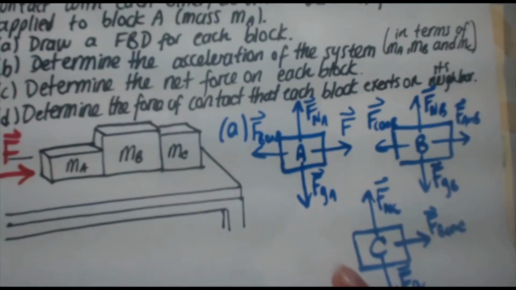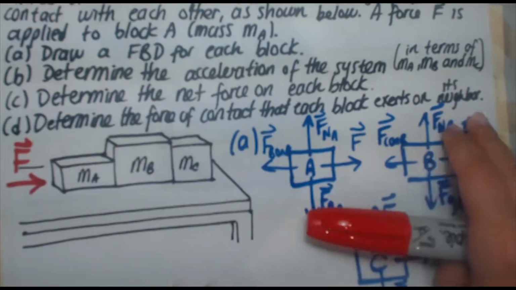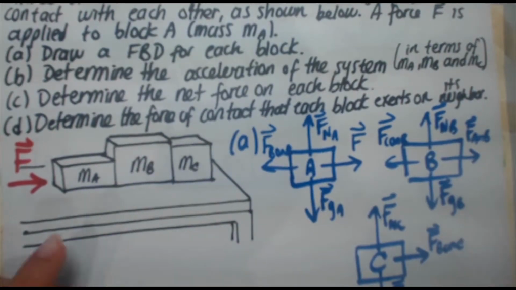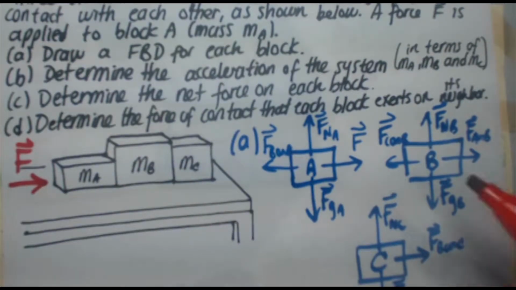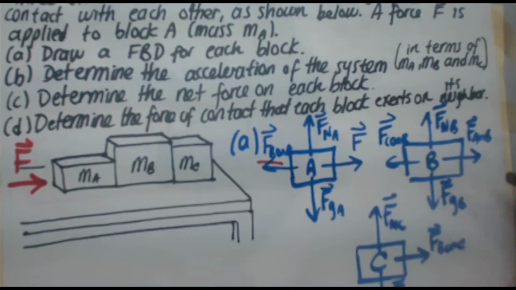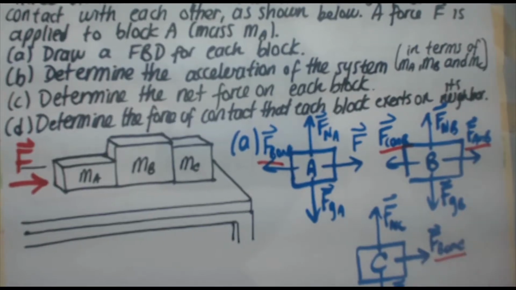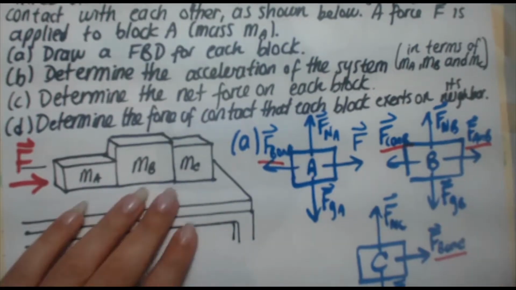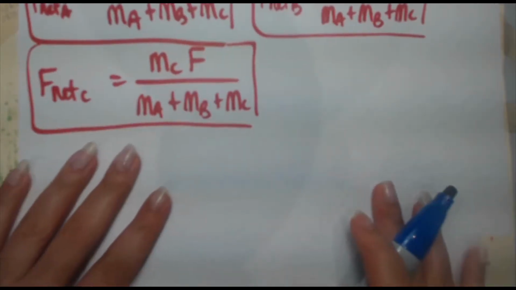Now going back to the original problem, part D asks, determine the force of contact that each block exerts on its neighbor. The fact that they're exerting forces on each other is due to Newton's third law. So what D is asking us to find is in fact the force of block B on A, the force of C on B, the force of A on B, and the force of B on C. Okay, so that's what we're going to be looking for here. So let's get started on that part.